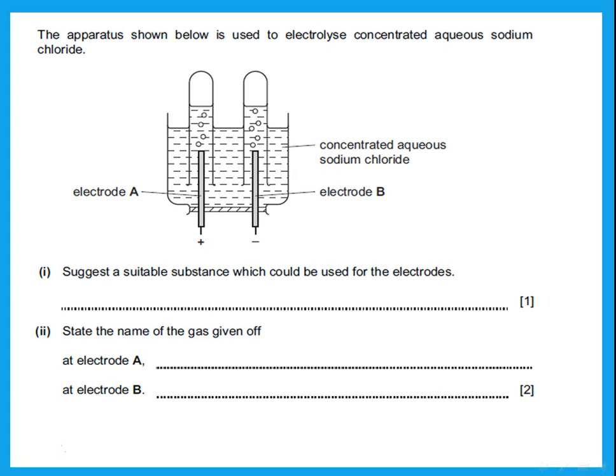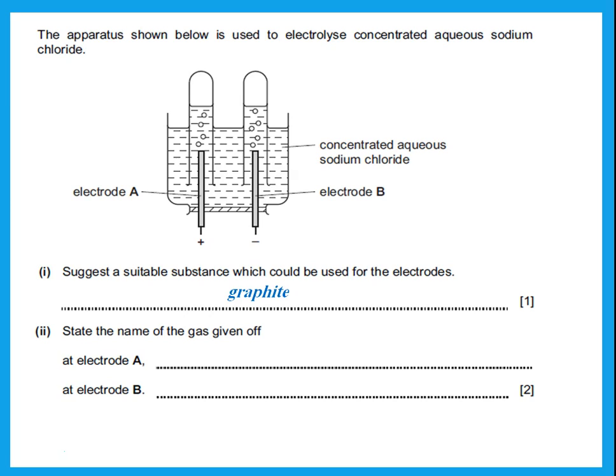The apparatus shown below is used to electrolyze concentrated aqueous sodium chloride. Suggest a suitable substance which could be used for the electrodes. Which substance can we use for the electrodes? In this case, I can say graphite. The other question said which non-metal, or sometimes you will say which element, then we say carbon.